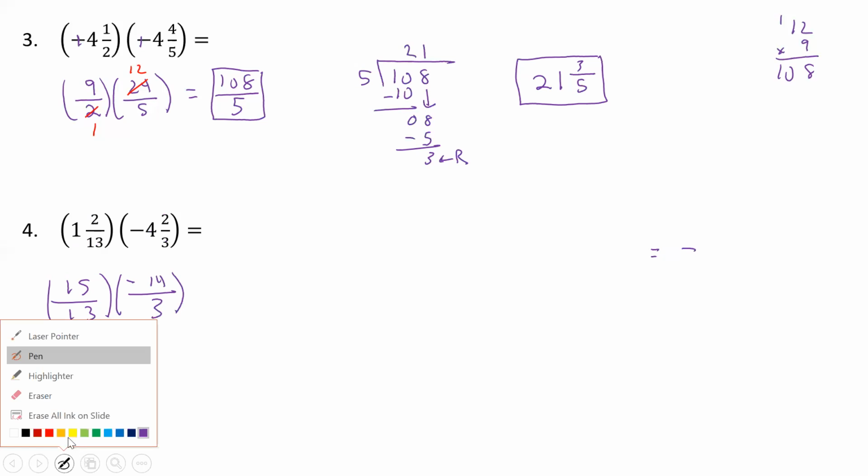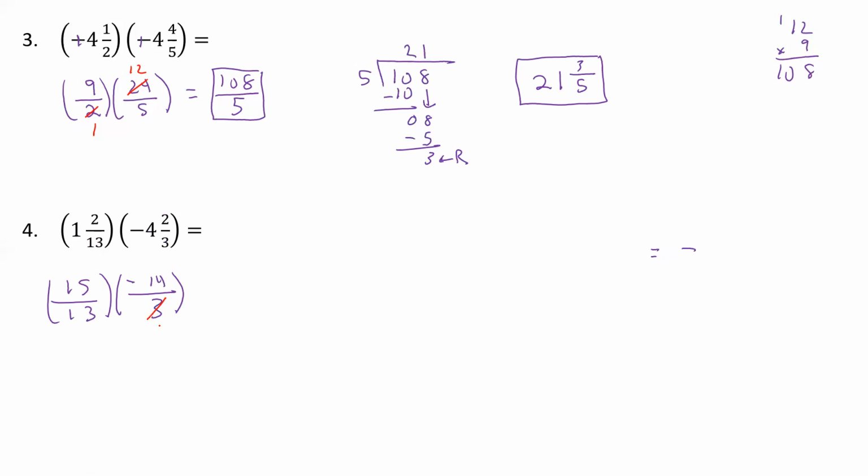Well, it doesn't look like there's a lot we can do, but we can cancel that 3 and cancel 3 out of here and have 5. And then that's as far as we can go. Now we have to take 5 times 14. So maybe we'll do it down here. 14 times 5. That's going to be 20. And that's going to give us a 7. So it looks like that's a negative 70 over 13.